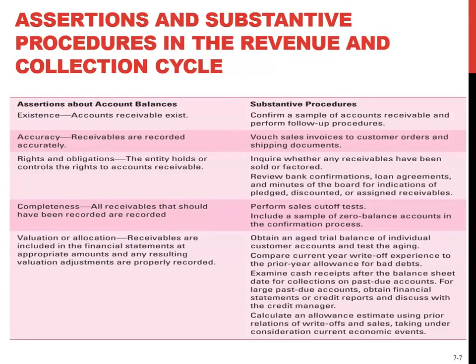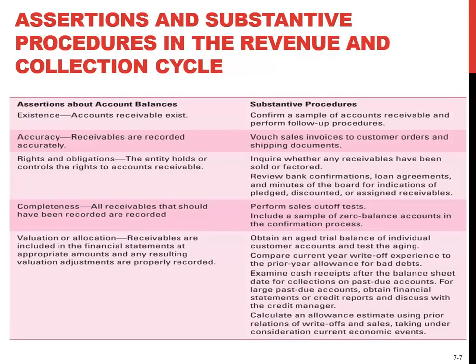You would also sometimes see this by looking at the bank confirmations, when you confirm the bank cash account balances. Part of that confirmation asks, are there any loans or liens that the bank has with the company? So then you'd look to see if there's any indication that would suggest that the company has factored accounts receivable. Completeness is that all receivables that should be recorded have been recorded, and when you perform the sales cutoff test, that'll give you information about the completeness of accounts receivable.